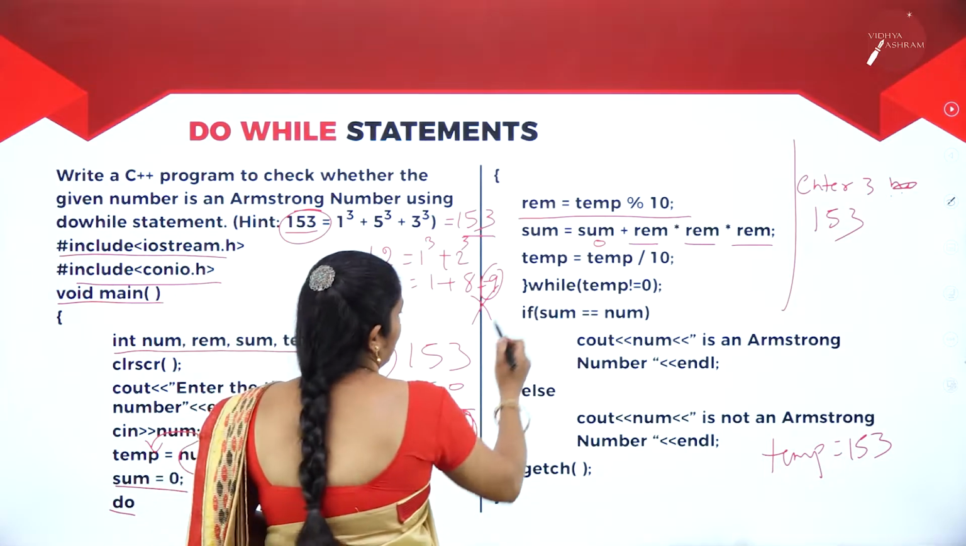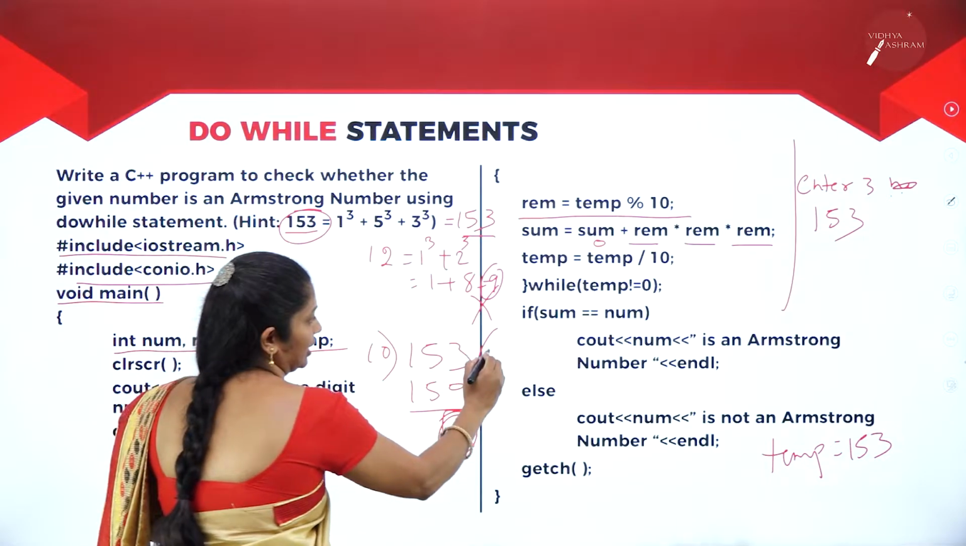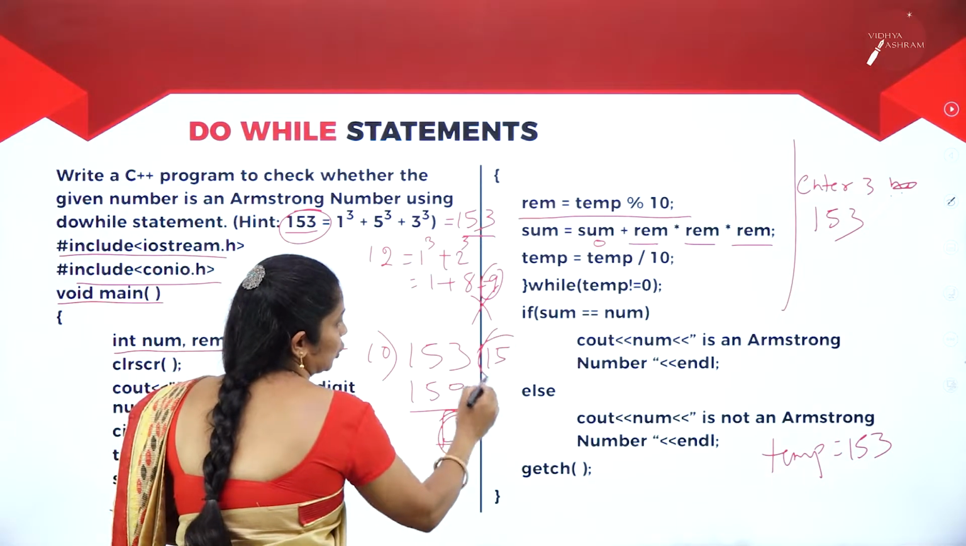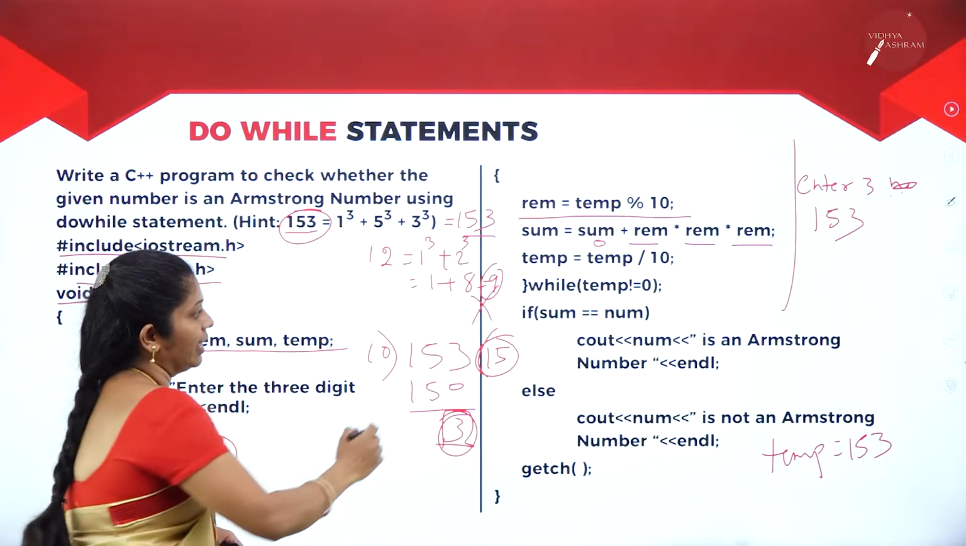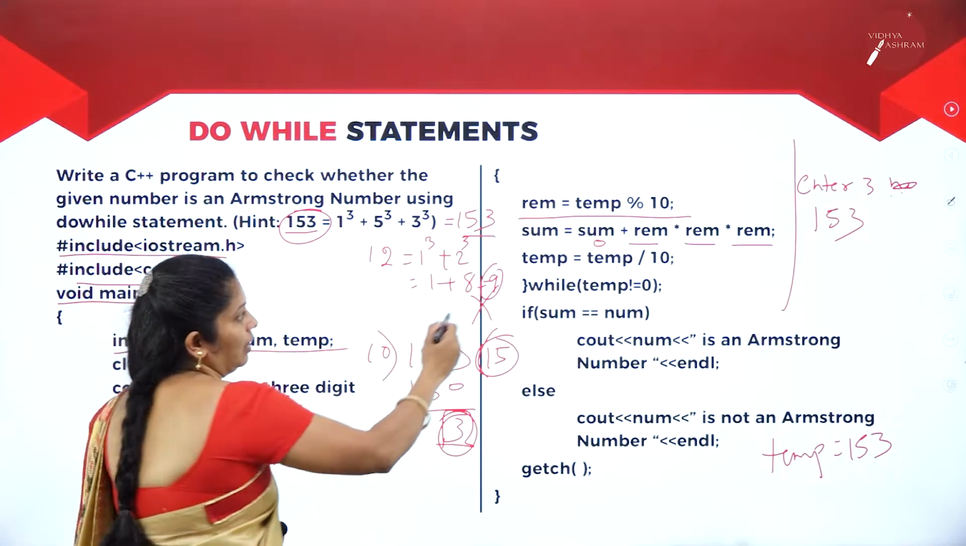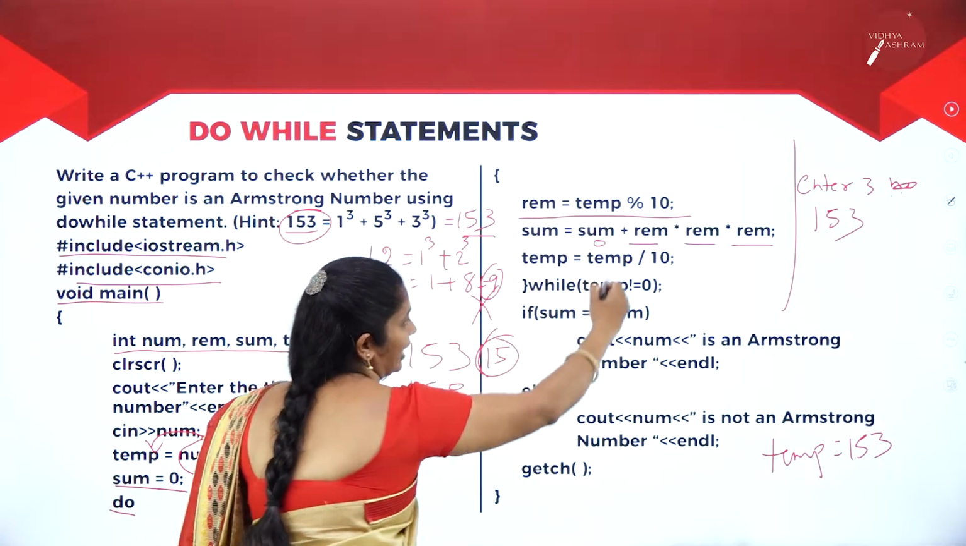Then afterwards, we have to get the quotient. Whatever number we have, the quotient is 15. To get this quotient, temp equals temp divided by 10. Then I can get 15 like this. Then while temp is not equal to 0, this process will continue.